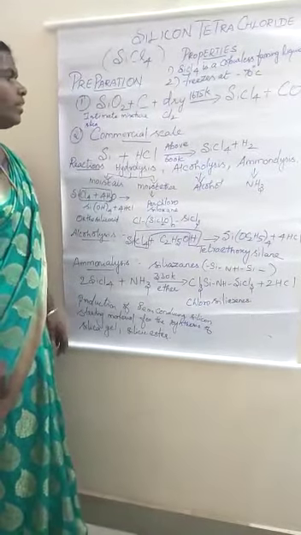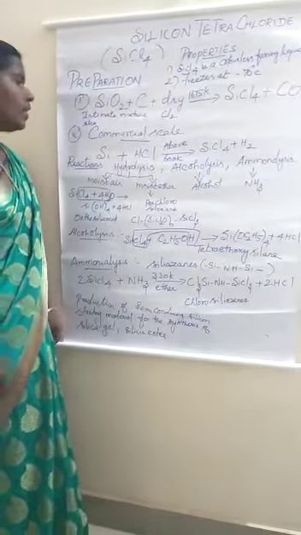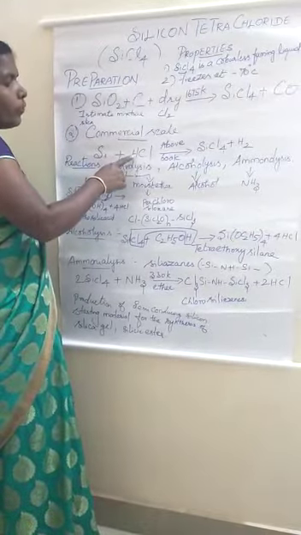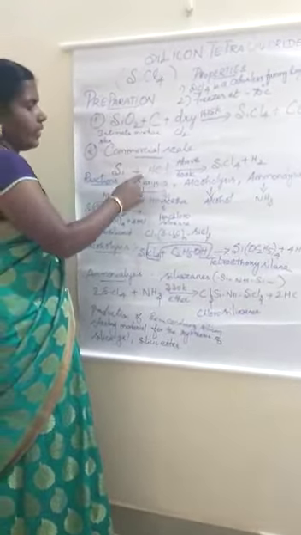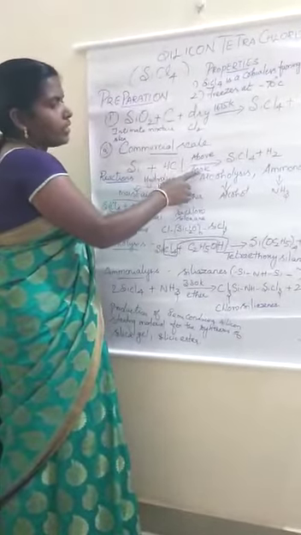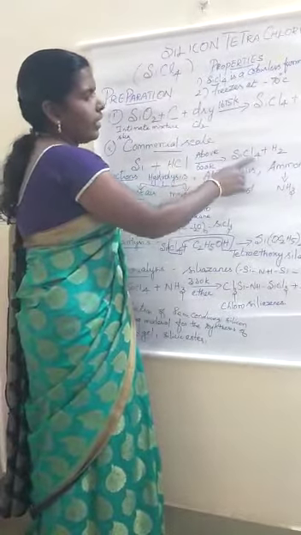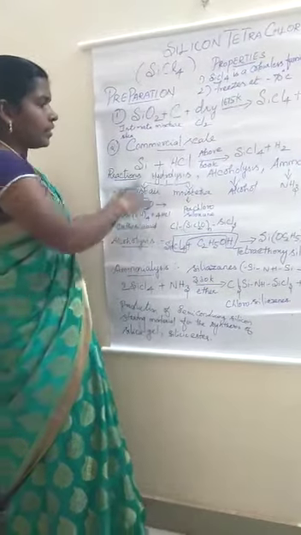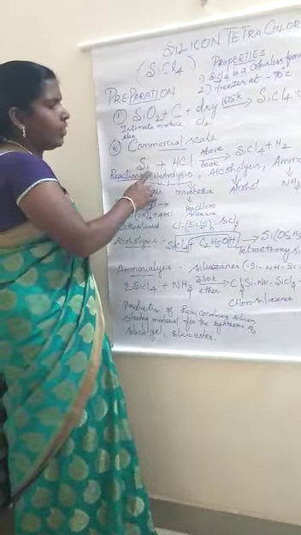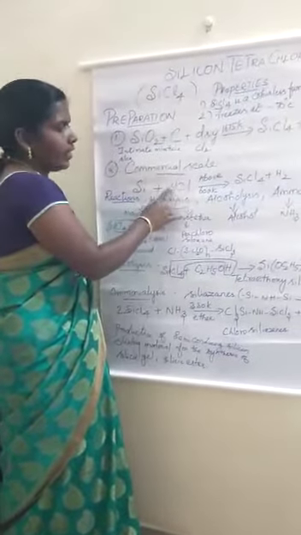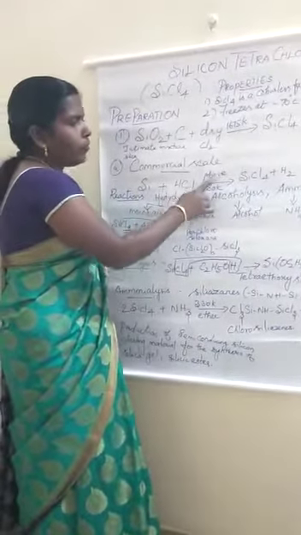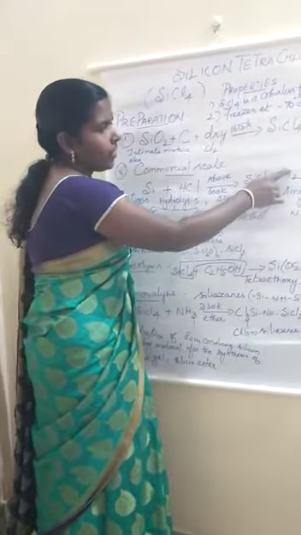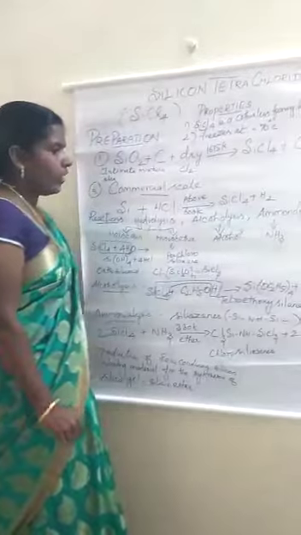The next method, the commercial method. Silicon is reacted with hydrogen chloride gas. Above 600 Kelvin, silicon tetrachloride is formed with the liberation of hydrogen gas.